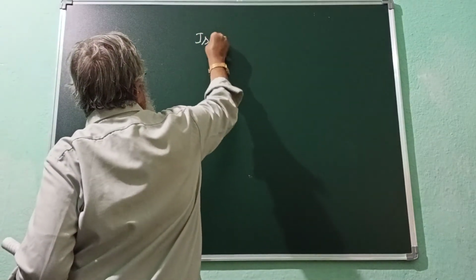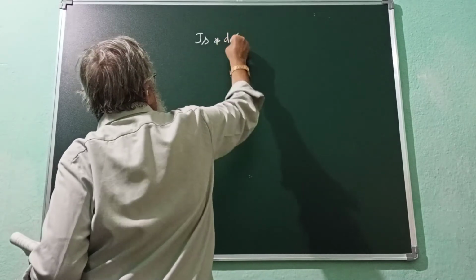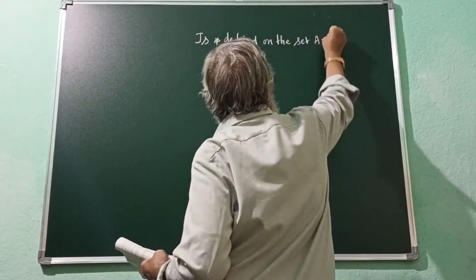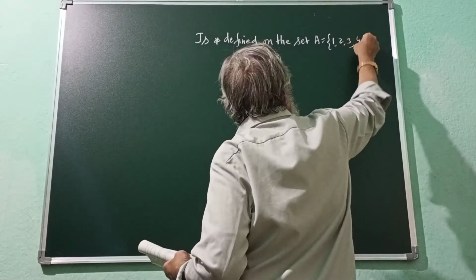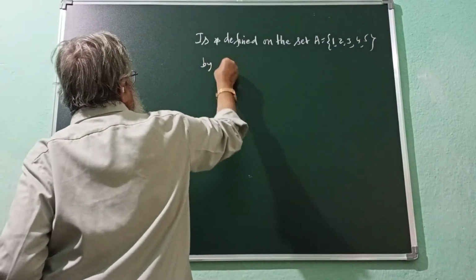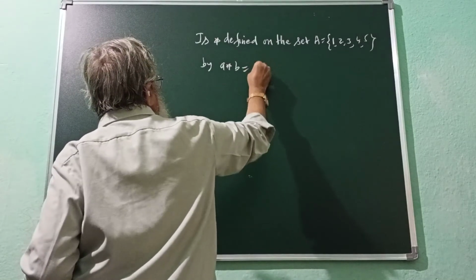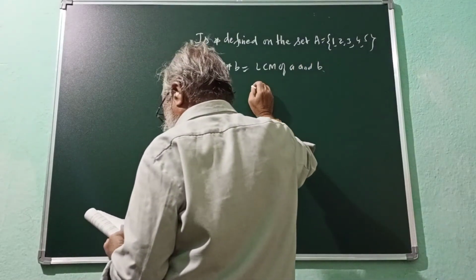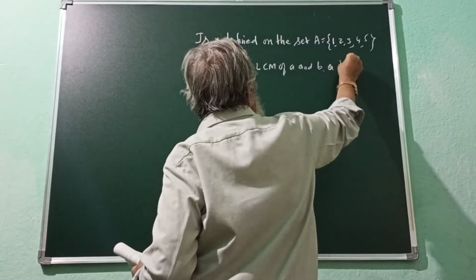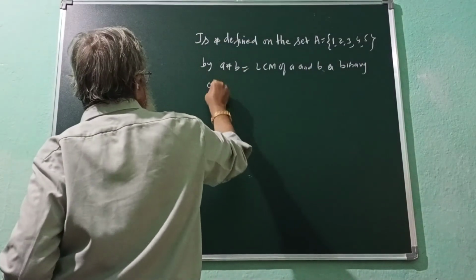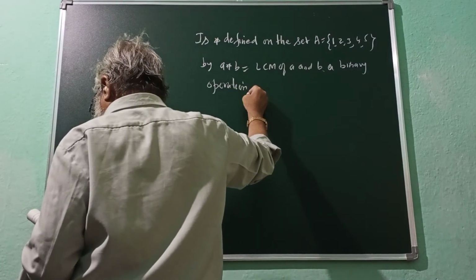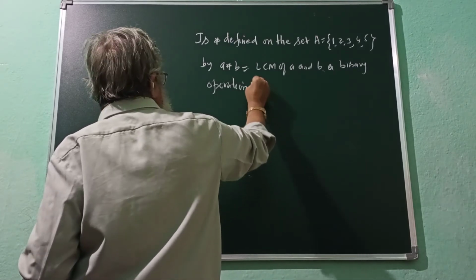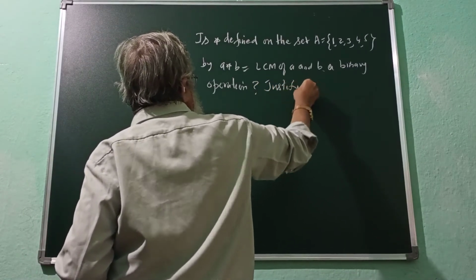Next problem. Is star, defined on the set A equal to {1, 2, 3, 4, 5} by A star B equal to the LCM of A and B, a binary operation? Justify your answer.